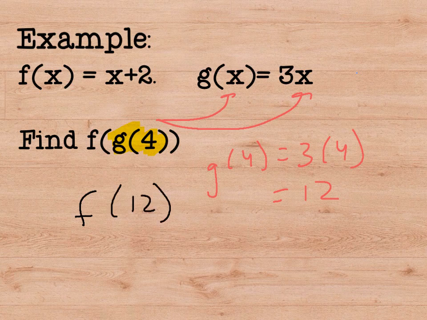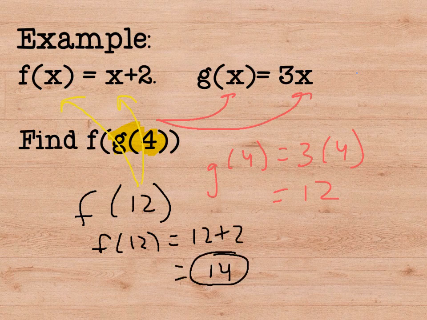Well, now we're back to what we did last class period. We know that that 12 is going to go here and there. So we will finish this by saying f of 12 is equal to 12 plus 2, and we will get a final answer of 14.